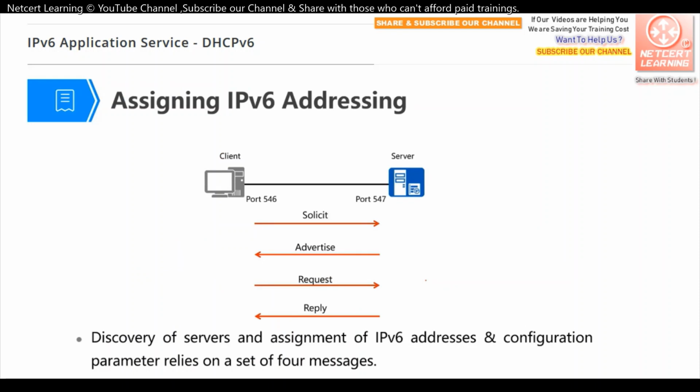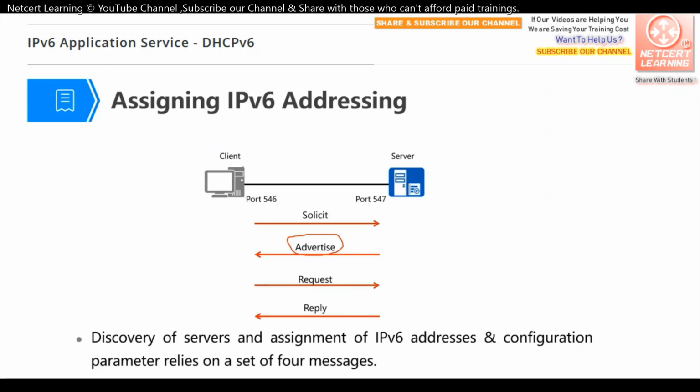Okay, so this is the process to assign an IPv6 address. First, the client will send a solicit packet to the server to request an IPv6 address and some parameters from the server. Then the server will send an advertise packet to the client. In the advertise packet, it will contain the IPv6 address, the DNS address, and other parameters.